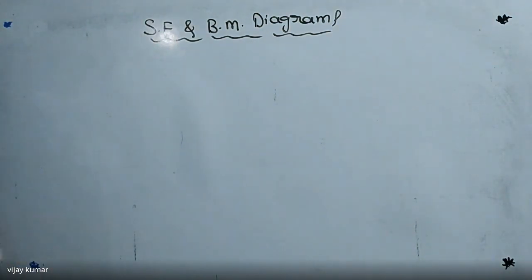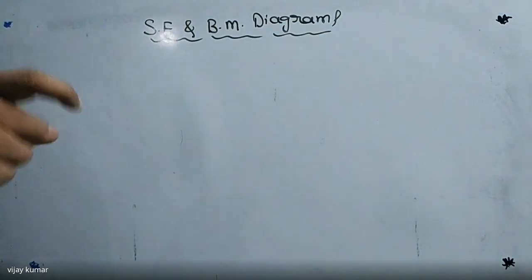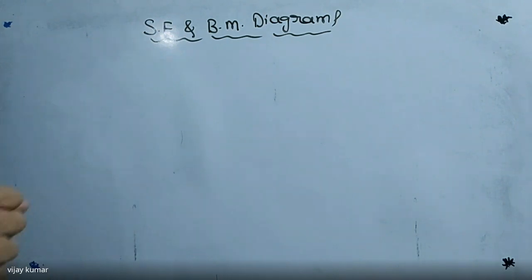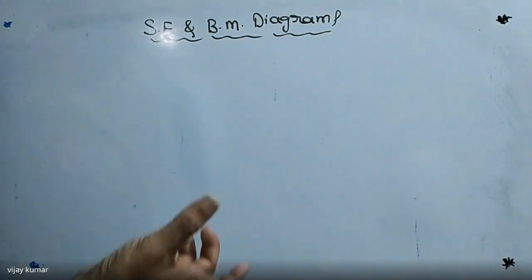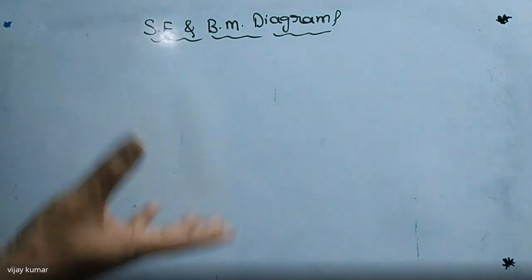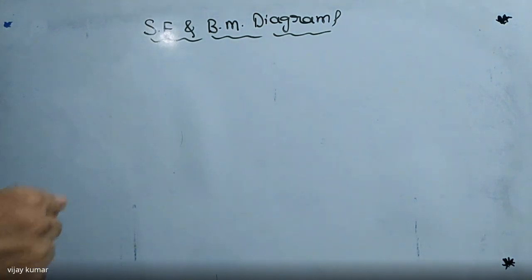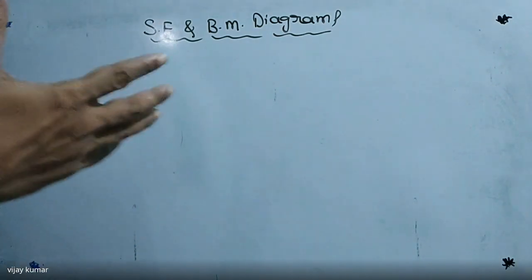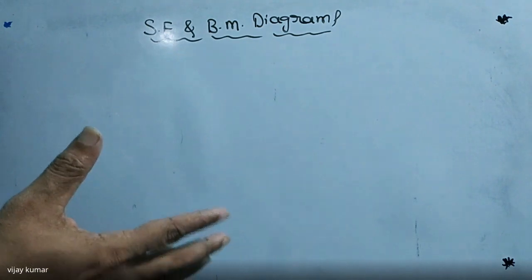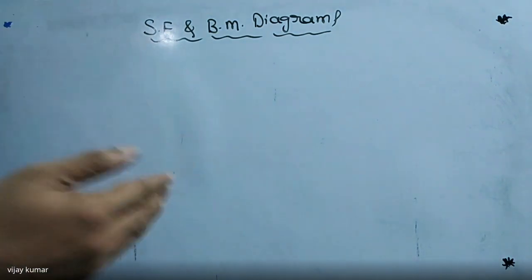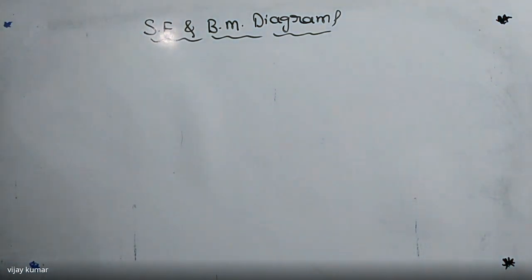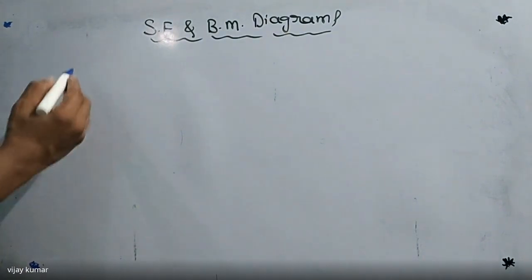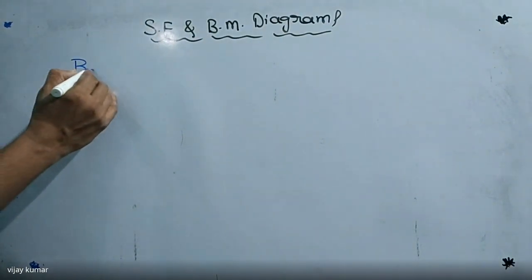If you know those points, after that we are going to learn what is shear force, what is the sign convention of the shear force, what is the bending moment, what is the sign convention of the bending moment, and how to draw the shear force diagram and bending moment diagram. We are going to learn point by point. Now listen carefully. First of all, I am going to explain what a beam is.